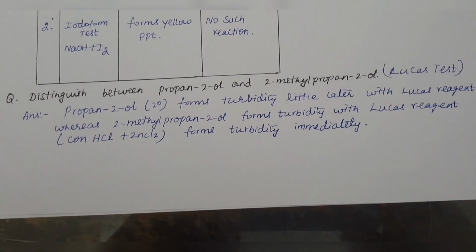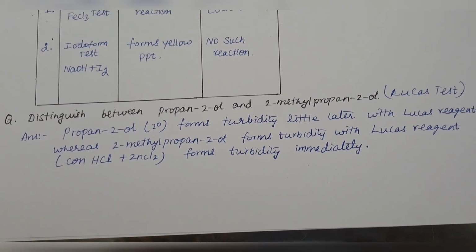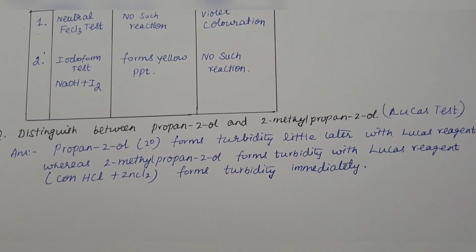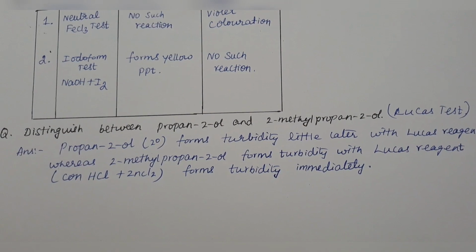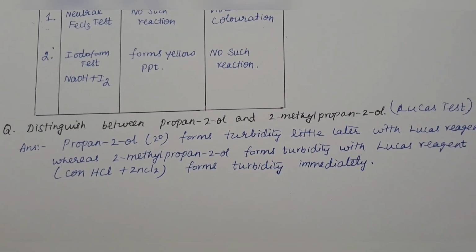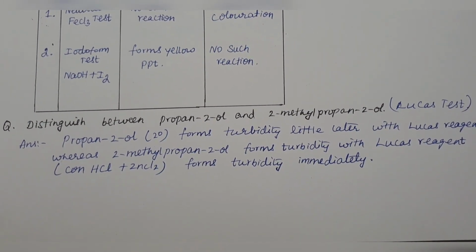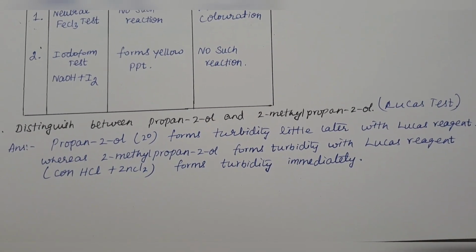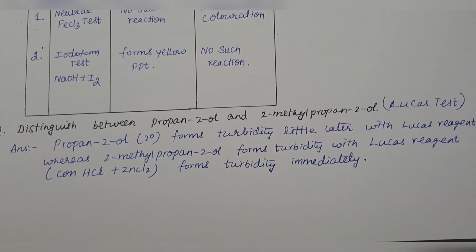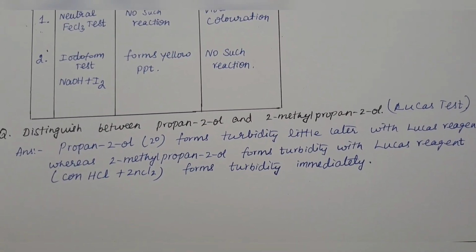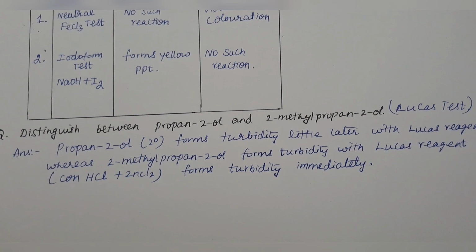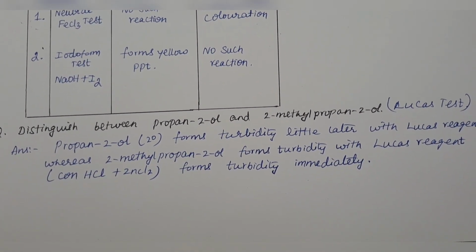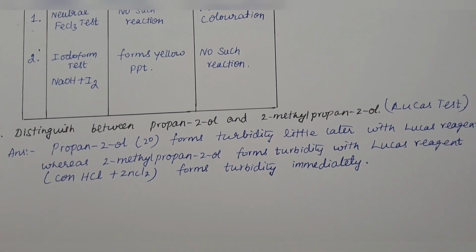The next question is distinguish between propan-2-ol and 2-methylpropan-2-ol. Both are alcohols, but the type of alcohol differs. One is secondary, the other one is tertiary. So we can use the Lucas test. Propan-2-ol, being a secondary alcohol, forms turbidity a little later with the Lucas reagent, whereas 2-methylpropan-2-ol, being a tertiary alcohol, forms turbidity with the Lucas reagent, that is conc. HCl and zinc chloride, immediately.